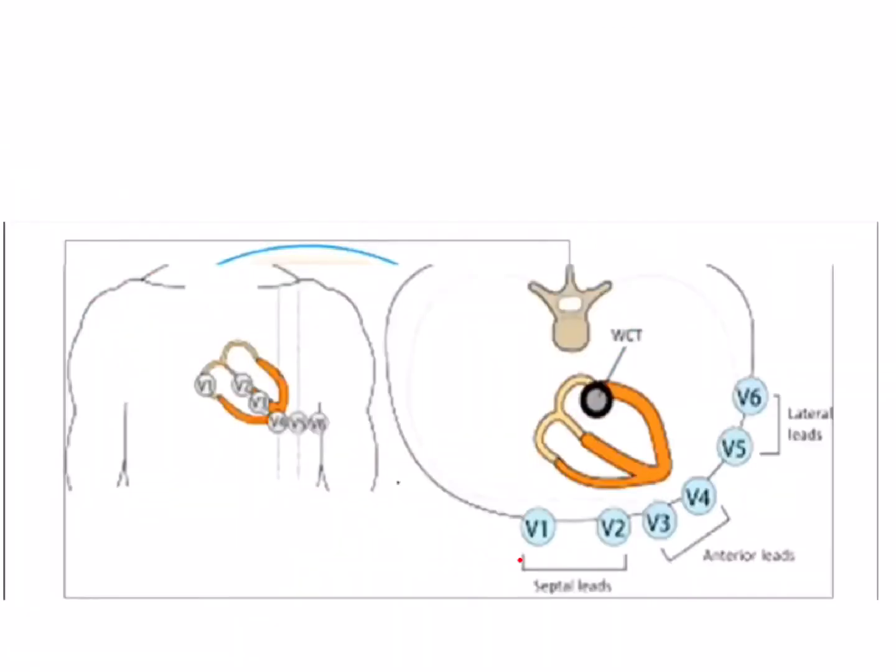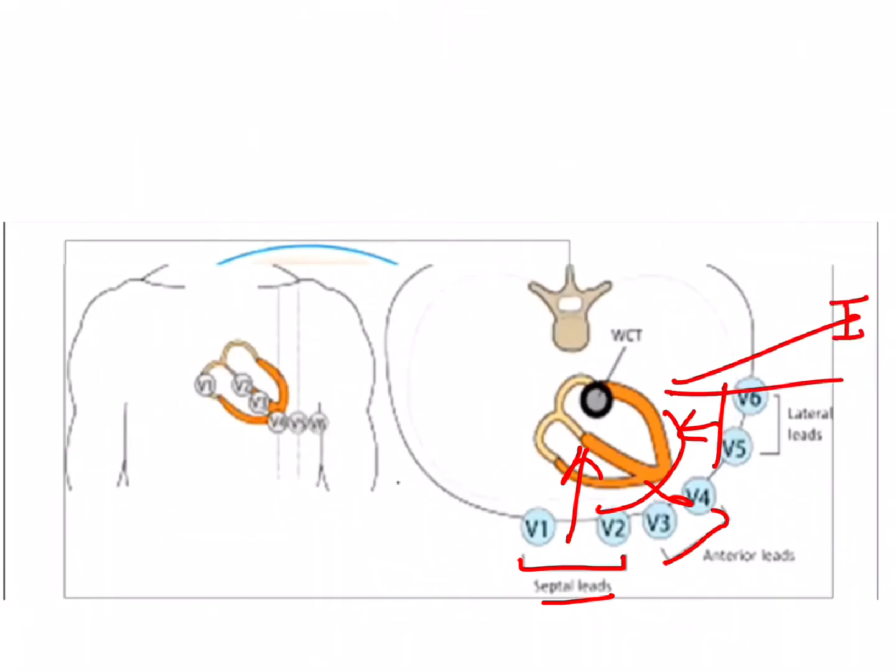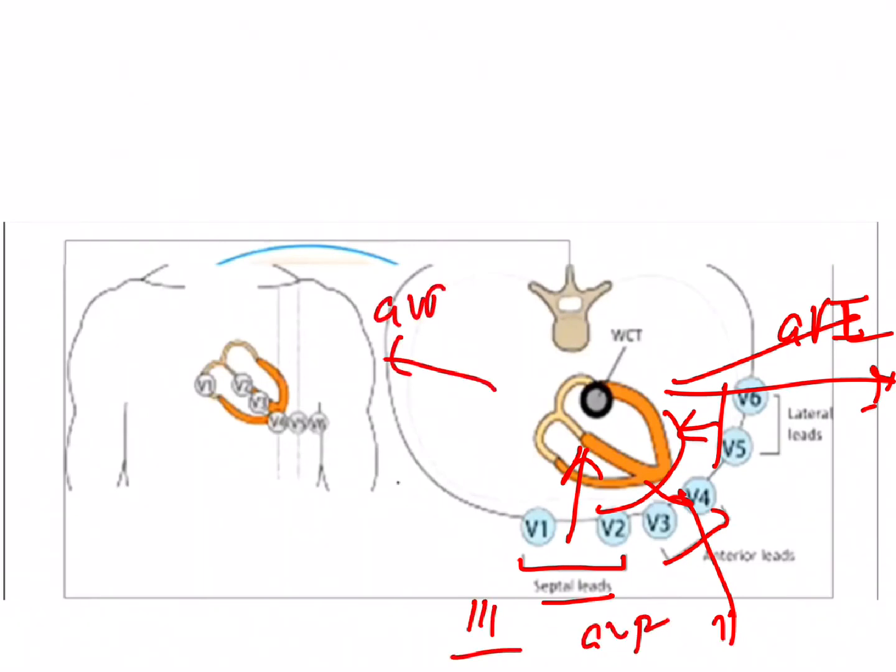So here we can see that V1, V2 are septal leads. They are looking towards the septum. V3, V4 are looking towards the anterior part of the heart. V5, V6 are looking at the lateral part, and here we have lead 1 and this is AVL. These are lead 2, this is 3, this is AVF, and this is the direction of the AVR.